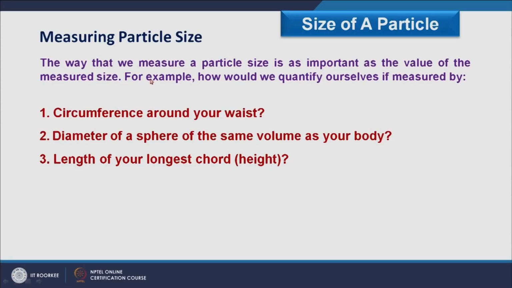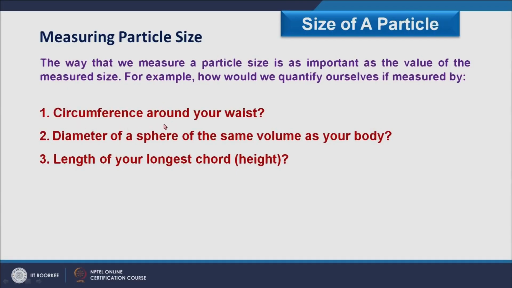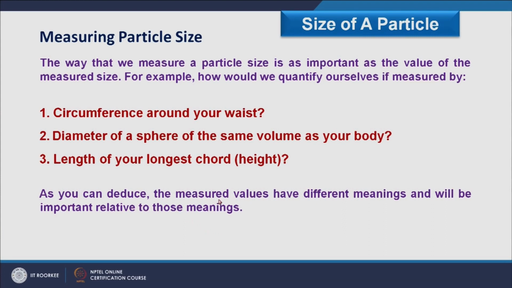Here I have another example: how would we quantify ourselves if measured by the circumference around your waist, the diameter of a sphere of the same volume as your body, or the length of your longest cord? What way we measure ourselves depends on what purpose we want to measure for. For example, if I want to purchase a belt, then definitely circumference would be the proper characteristic. Therefore, as you can deduce, the measured value has different meanings and will be important relative to those meanings.